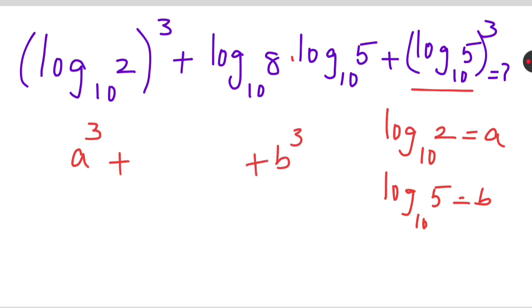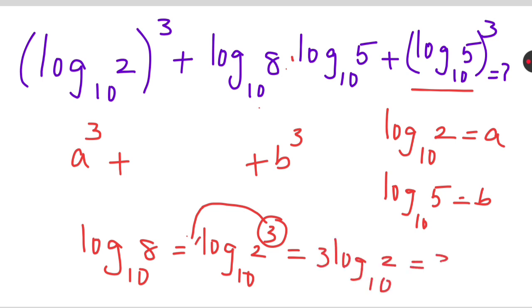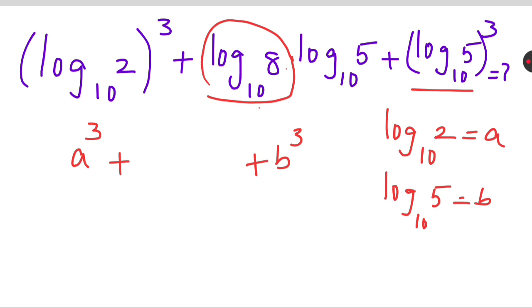And the middle term is log 8 with base 10. This 8 we can write as 2 raised to power of 3. After applying this, the exponent comes in front, so it turns into 3 log 2 with base 10. We consider log 2 with base 10 as a, so it turns into 3a, isn't it? So the middle term, log 8 with base 10, we can write as 3a. And this log 5 with base 10 we consider as b, so let's simply write this as b.